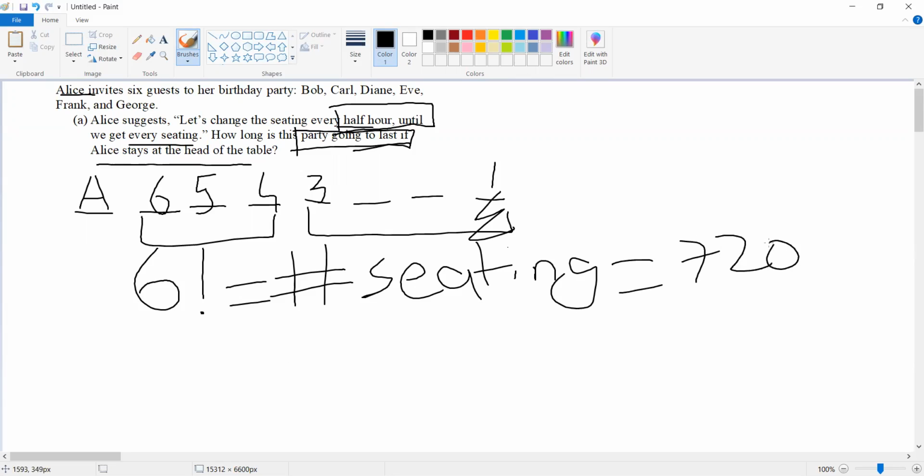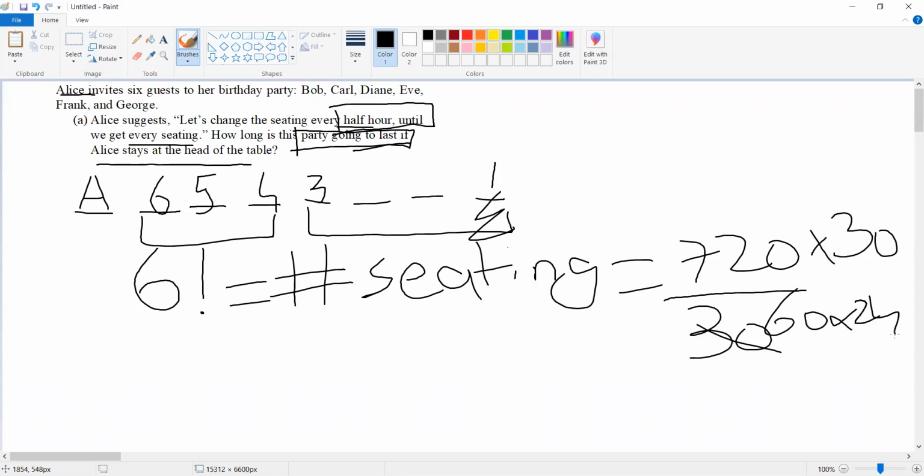And they technically change the seats every half an hour, 30, times 30 because they take 30 minutes per seating arrangement, and then you divide it by 60 times 24. So we get the number of days that this will take, which is 15 days.